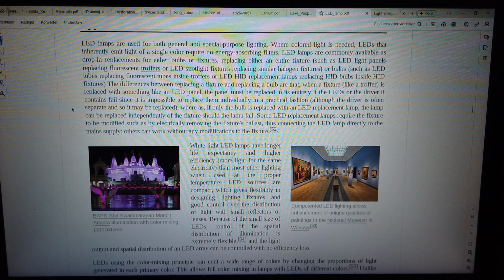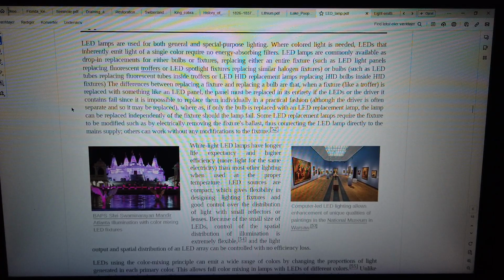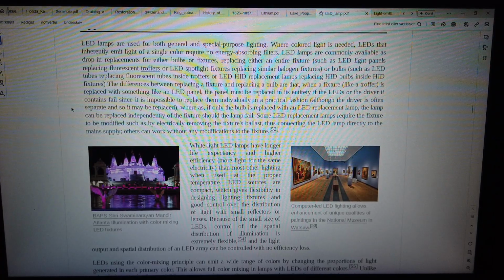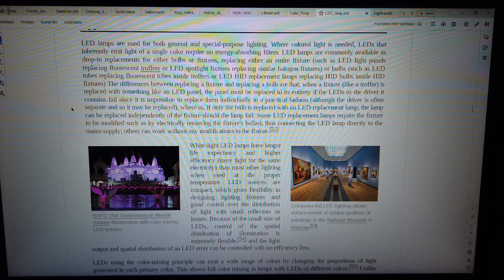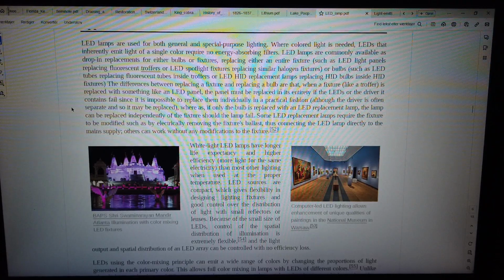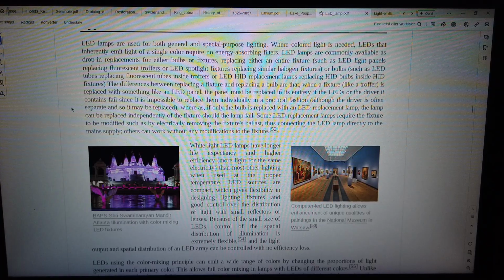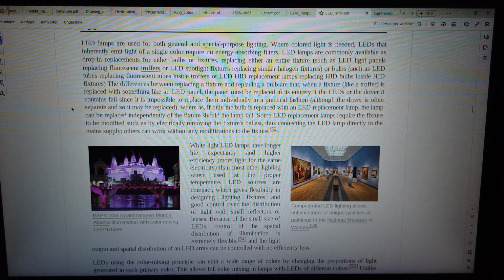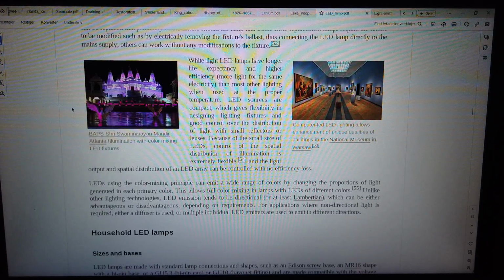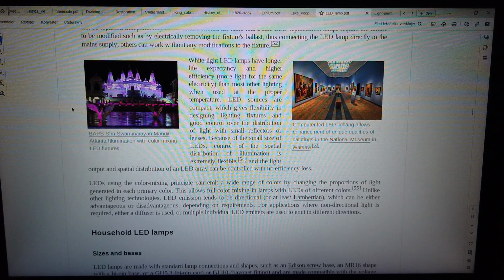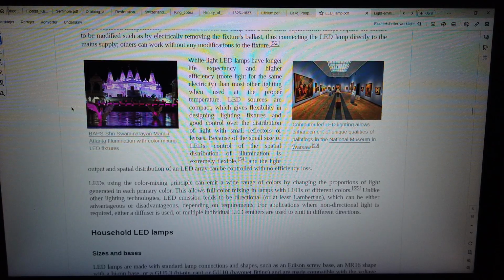Some LED replacement lamps require the fixture to be modified, such as by electrically removing the fixture's ballast, thus connecting the LED lamp directly to the mains supply. Others can work without any modifications to the fixture. BAPS Sri Swaminarayan Mandir Atlanta illumination with color mixing LED fixtures. Computer LED lighting allows enhancement of unique qualities of paintings in the National Museum in Warsaw.